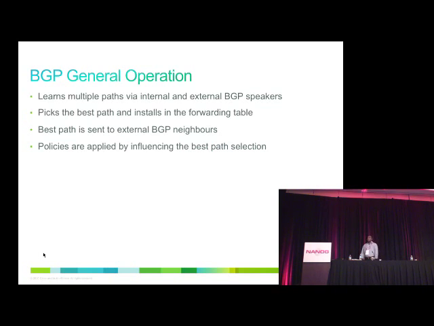So the general operation is that BGP learns multiple paths via internal and external BGP peering, and then it selects the best path based on the best path algorithm, and then installs the best path into the routing table, and then advertises the best path to neighbors, to external neighbors as well as internal neighbors.